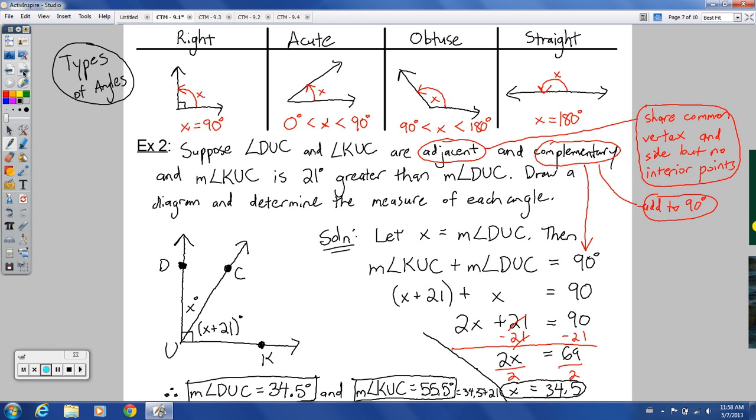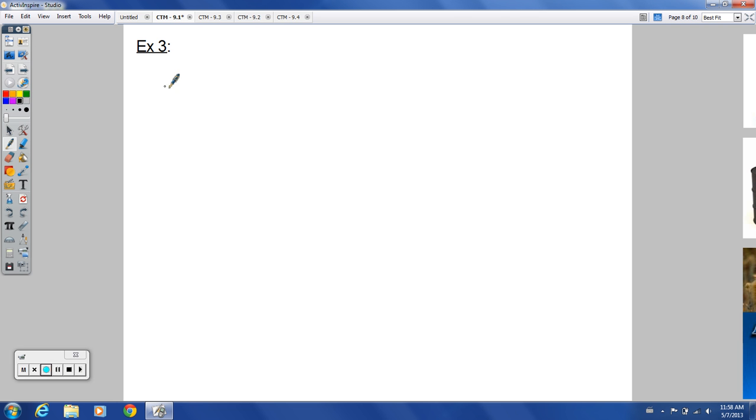From there, let's do one more similar to that. These tend to be a little trickier for some people. So let's use one now where we use the word supplementary instead of complementary. You'll see if you remember what the difference is between those two things.